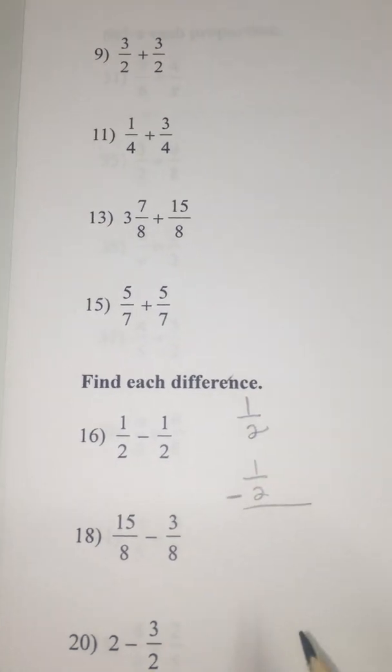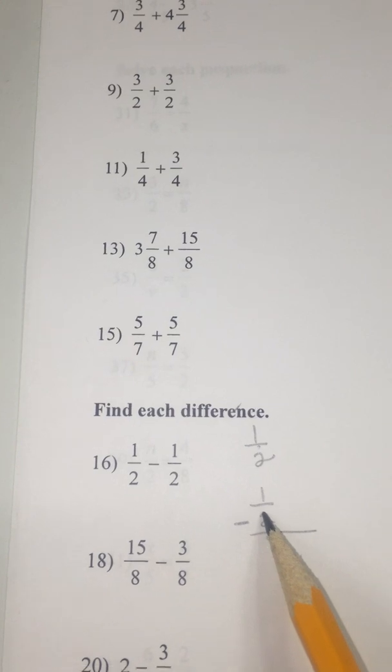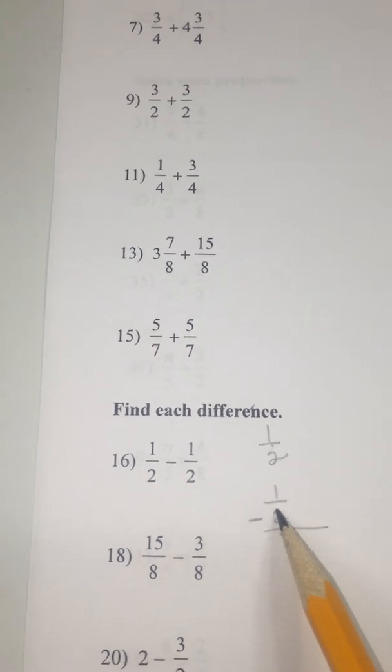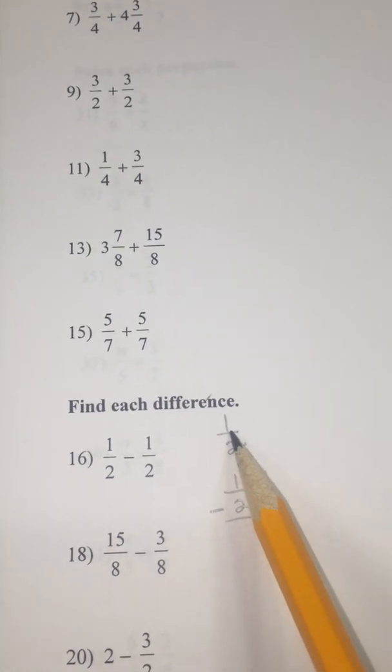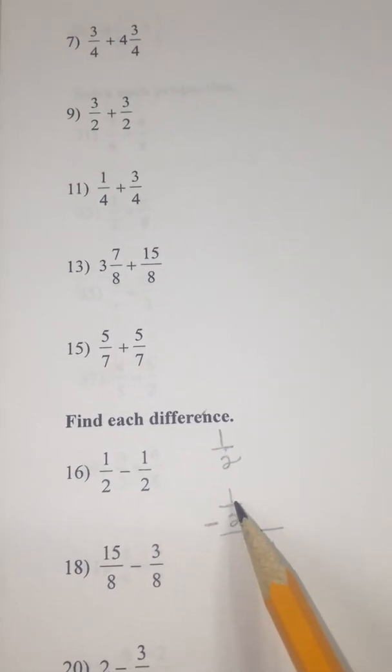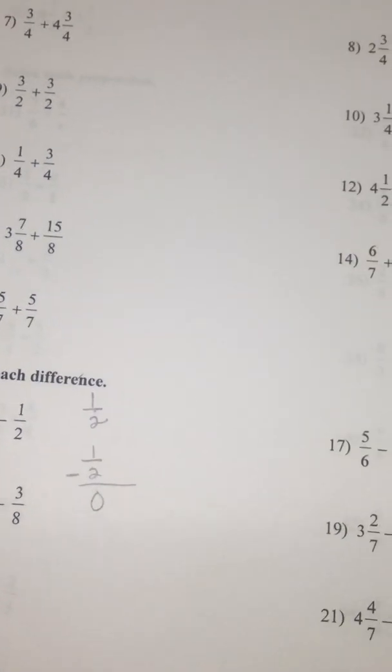The denominators are the same, but I noticed that if I have half and I subtract half, I have nothing. I have 0. Half is equivalent to what we consider 50 cents. So if you have 50 cents minus 50 cents, you have 0. So I knew you knew that already.